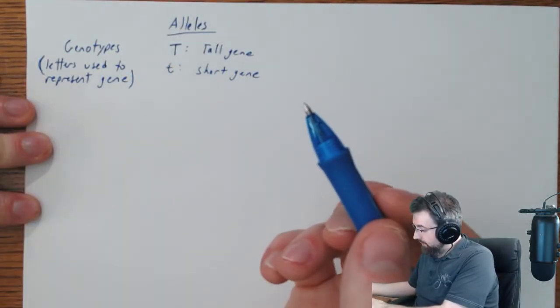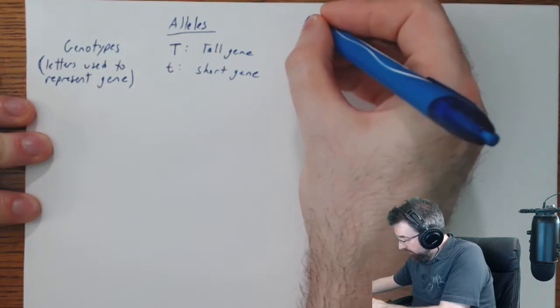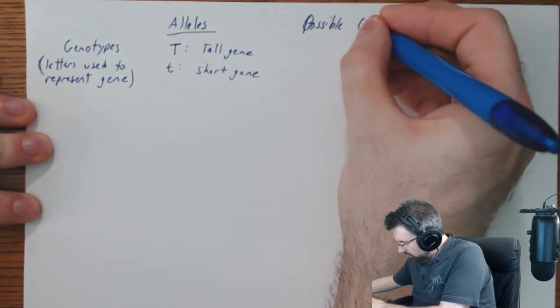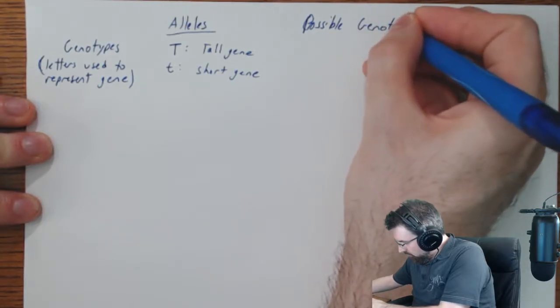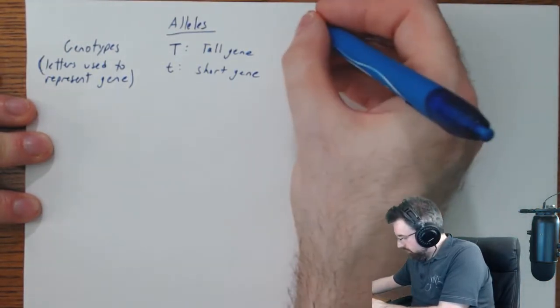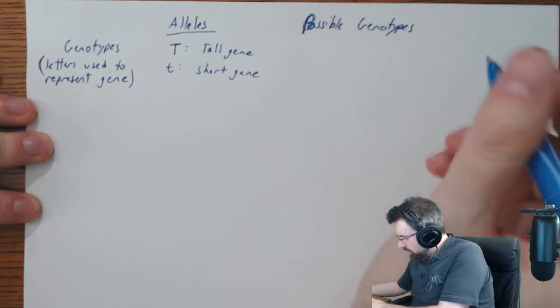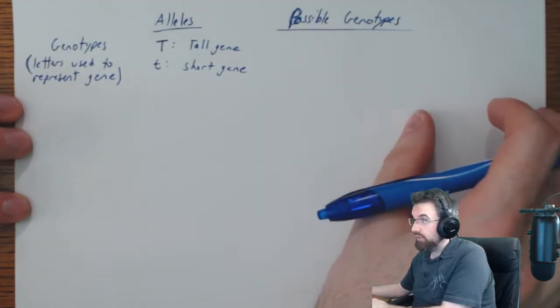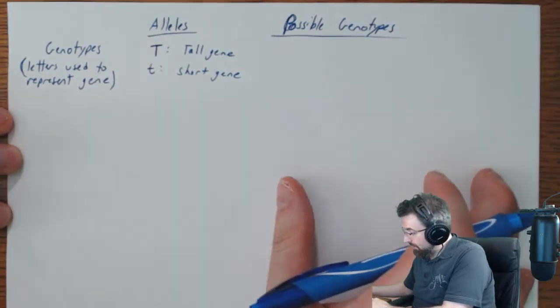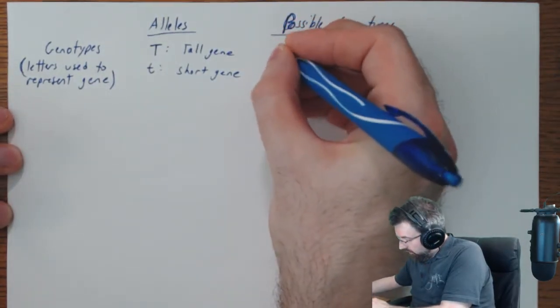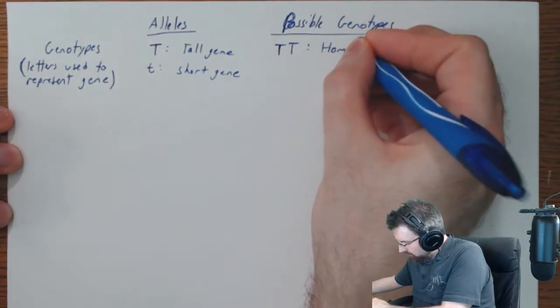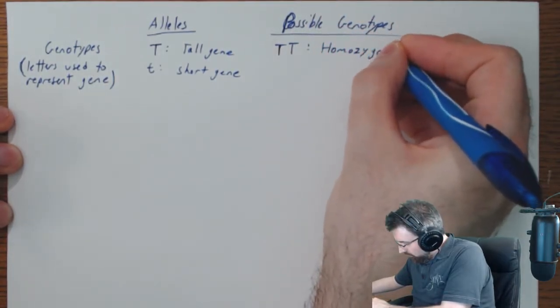So when we have the possible genotypes, there's 3 different ones. You don't necessarily need to memorize these terms. I will use these terms sometimes when I'm explaining it to you, but 2 capital T's like this is what we call homozygous dominant.